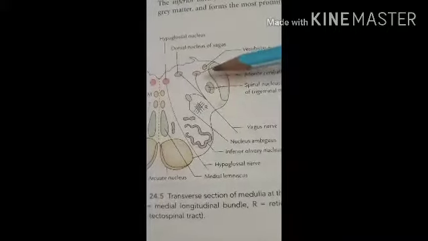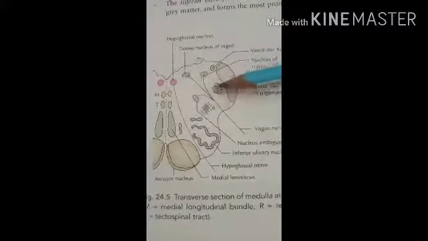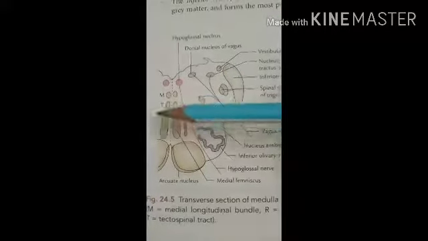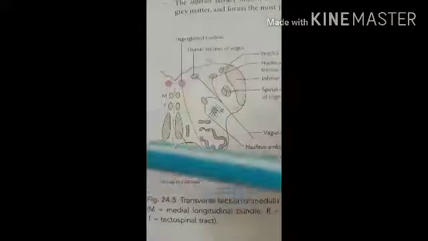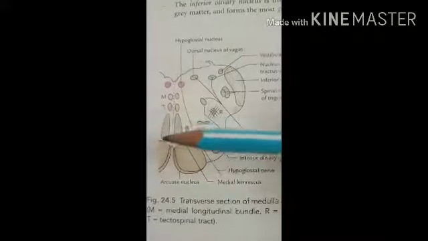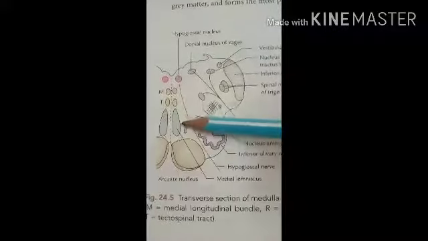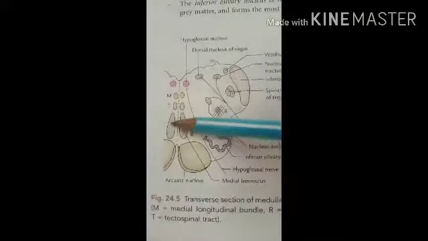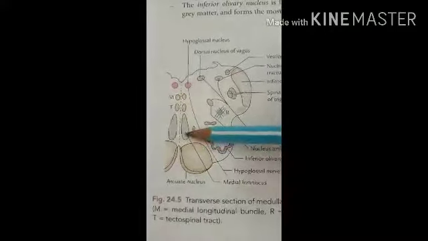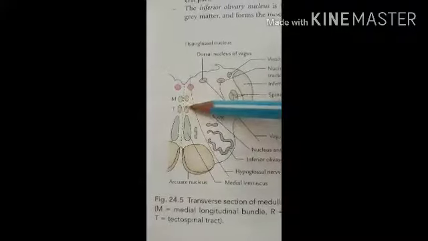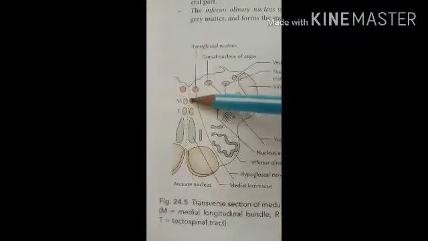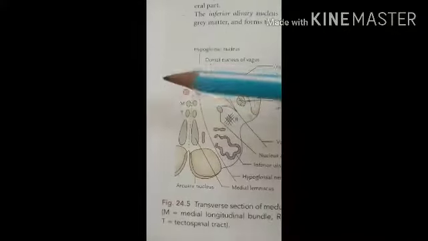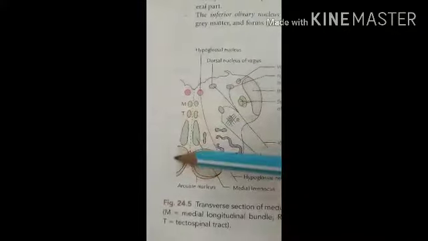Then the olivocerebellar tract and the different tracts should be present from the dorsal to the ventral side. Here the medial longitudinal fasciculus is present on both sides of the median margin. Second is the tectospinal tract. After that is the medial lemniscus, and the pyramidal or corticospinal tract.